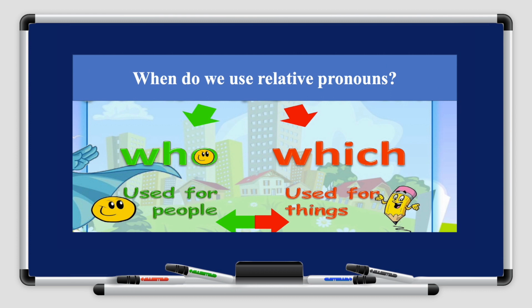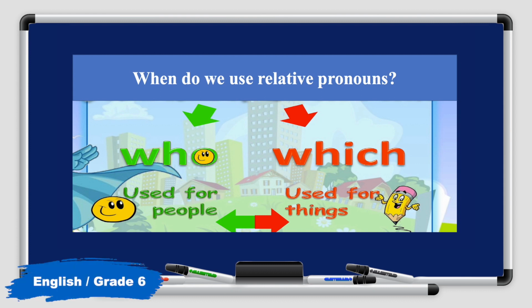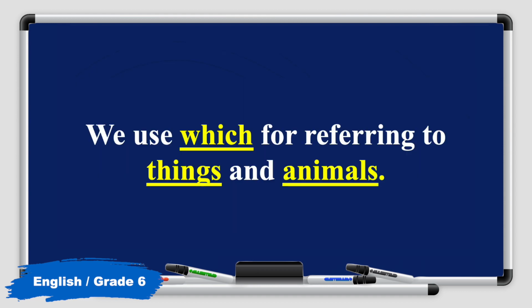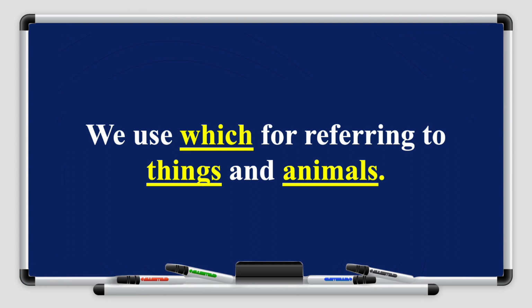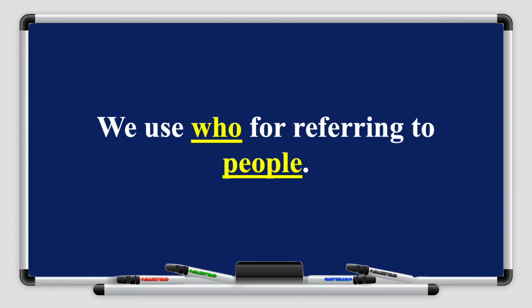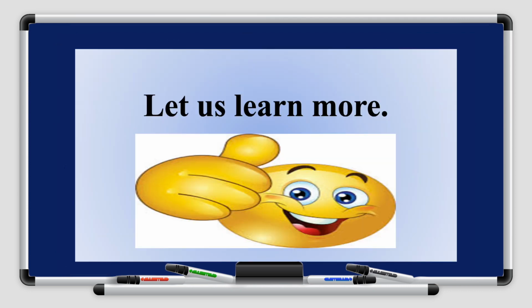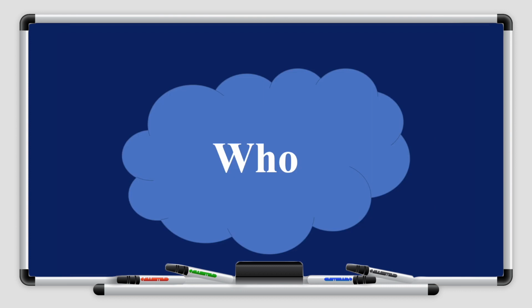So, when do we use who? We use who for people. And when do we use which? Well, we use which for things and animals. We use which for referring to things and animals, and we use who for referring to people. Let us learn more. Let's start with who.